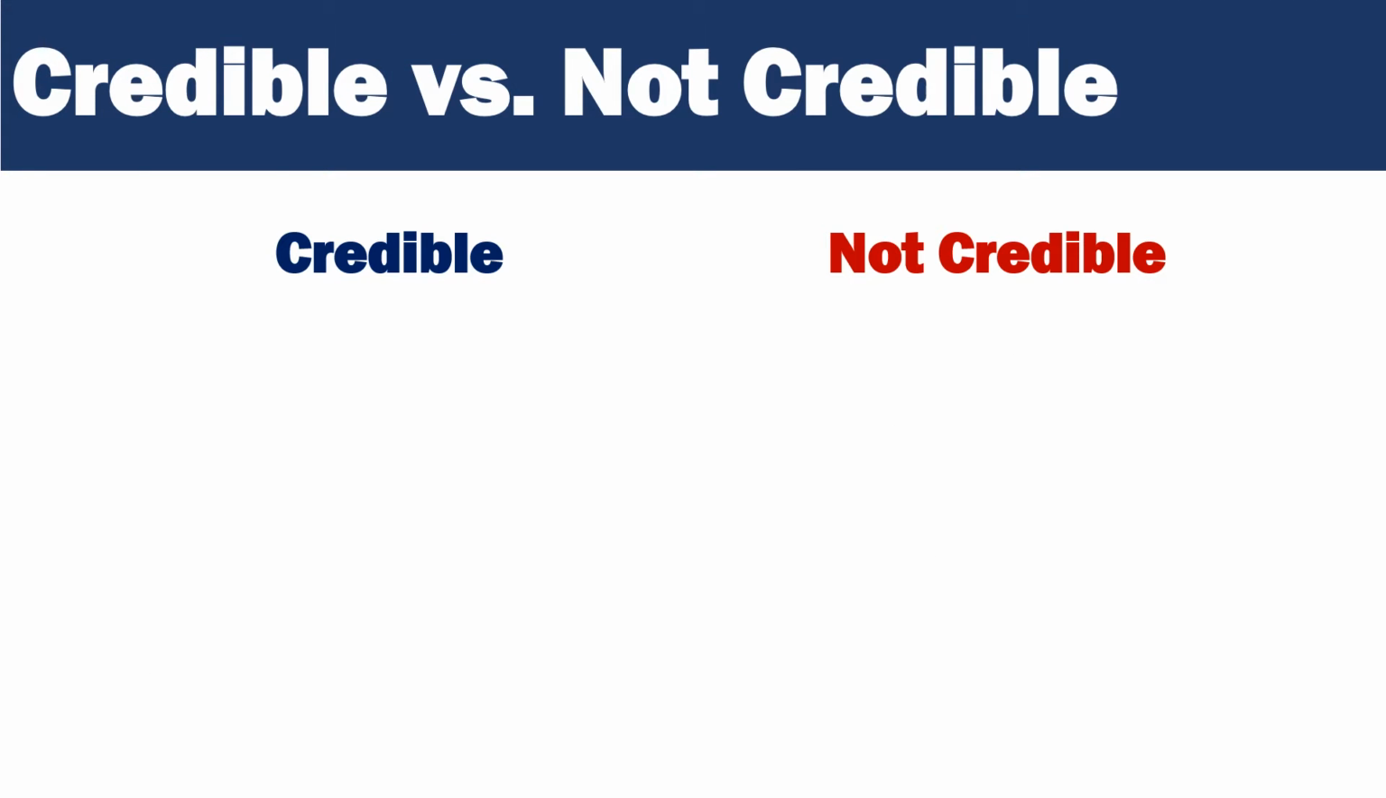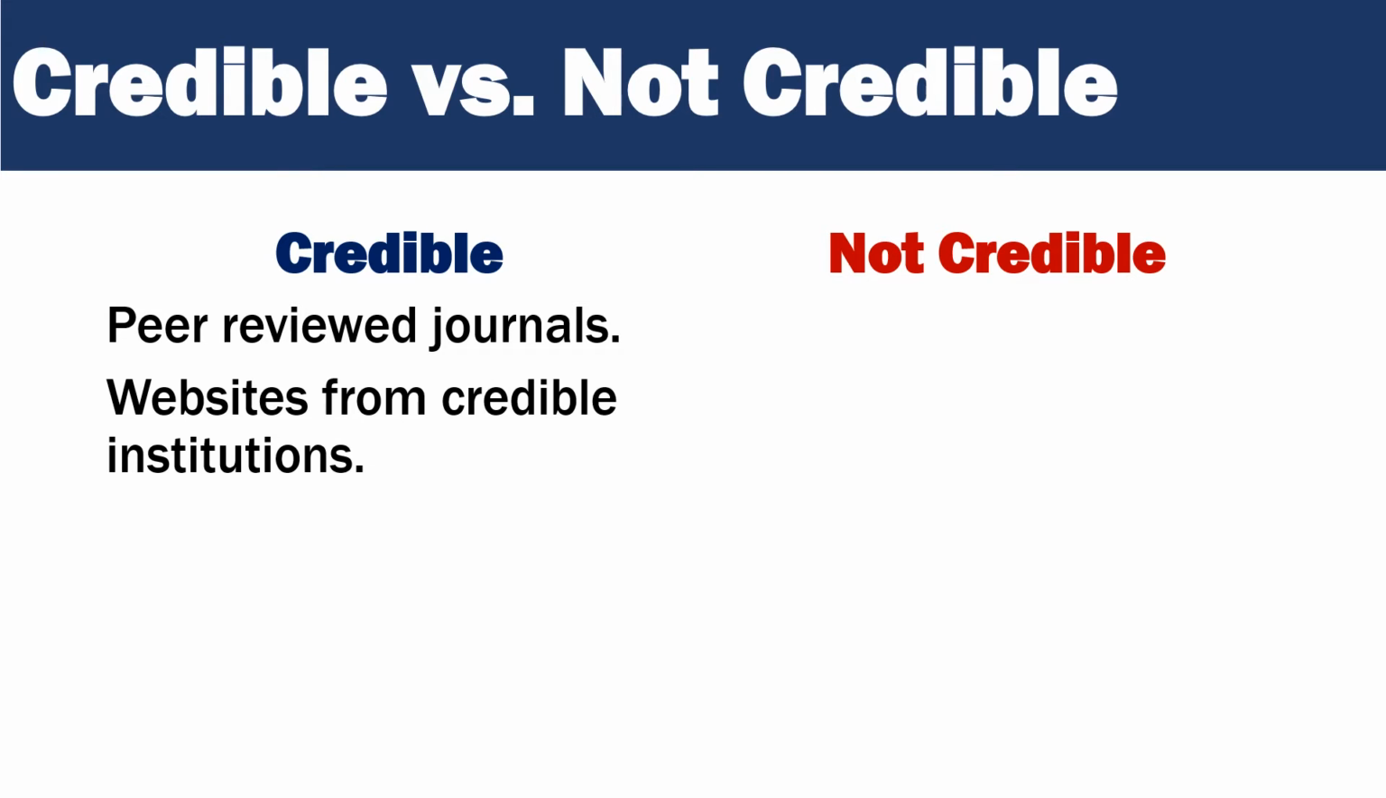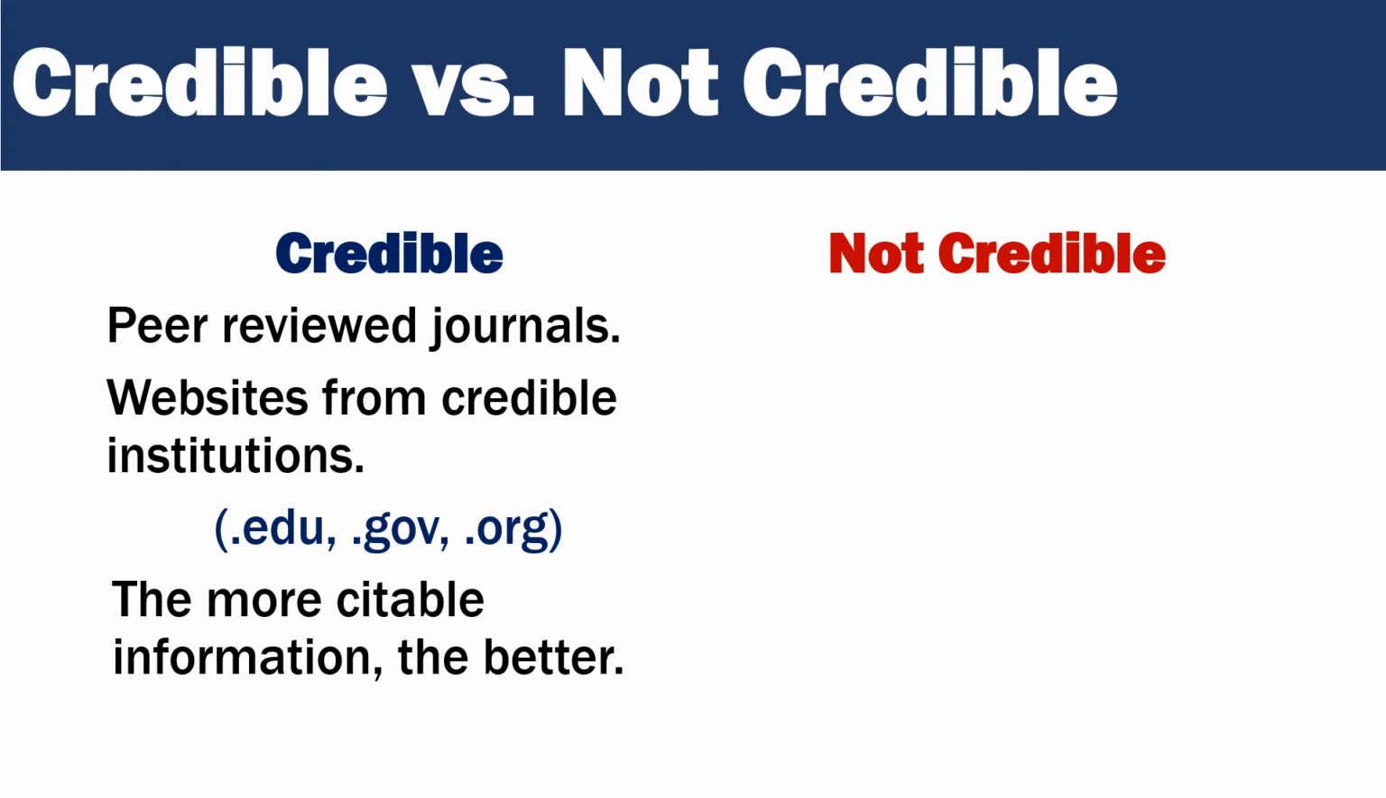Something else I'd like to touch on is the difference between credible and not credible sources. Making sure that you use credible sources will help you with your overall research, and fitting your sources into MLA format will be that much easier. Some examples of credible sources are peer-reviewed journals, websites from credible institutions. These usually have .edu, .gov, or .org in the URL, and the more citable information, the better.